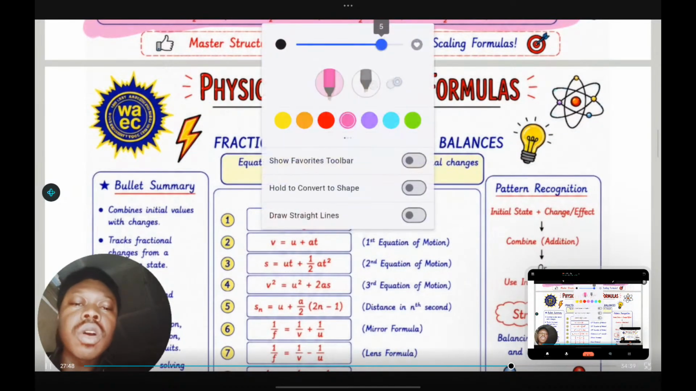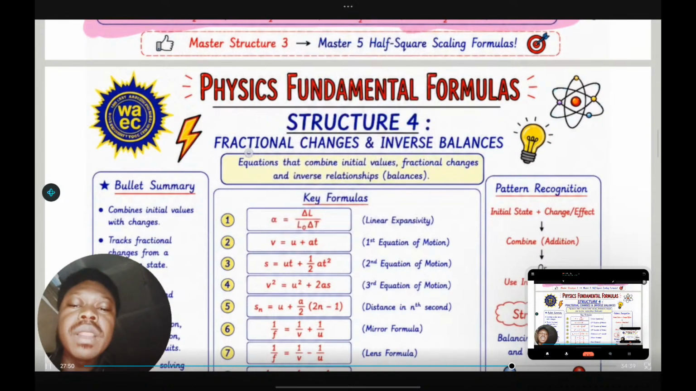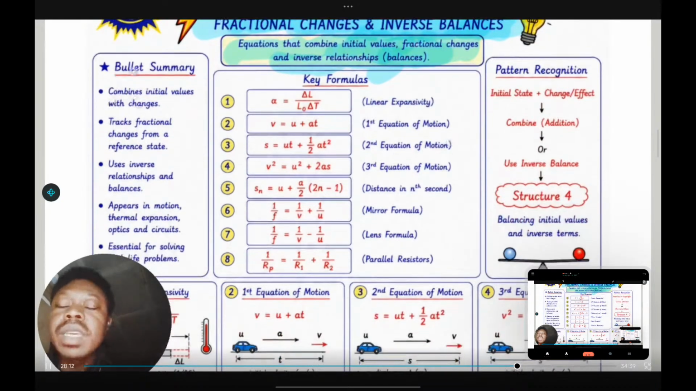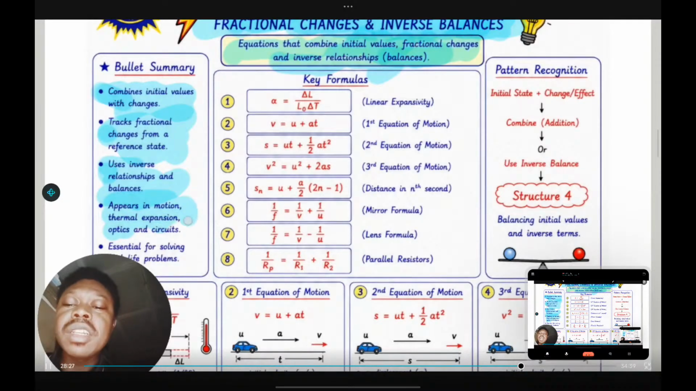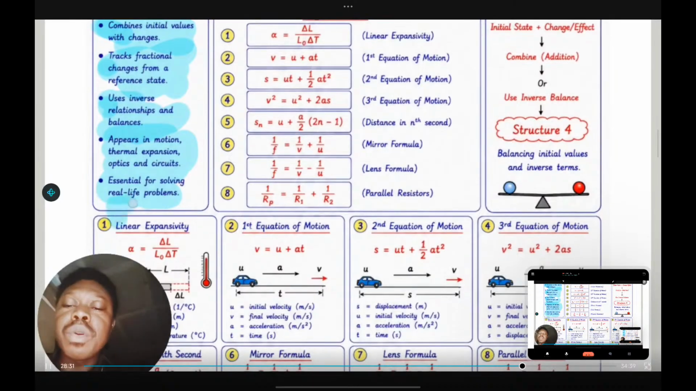Now the last structure is what we call these balances. Equations that combine initial values, fractional changes, and inverse relationship balances. Take note of this. In this structure, it combines initial values with changes. It tracks fractional changes from reference states. And then it uses inverse relationships and balances. It appears in motion, in thermal expansion, in optics and circuits, essential for solving real-life problems.